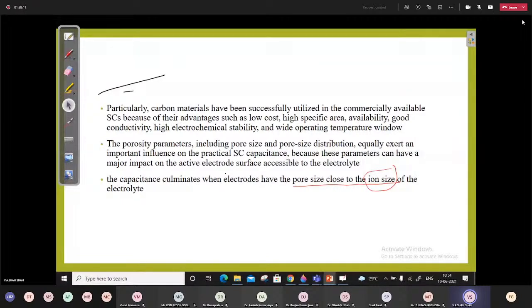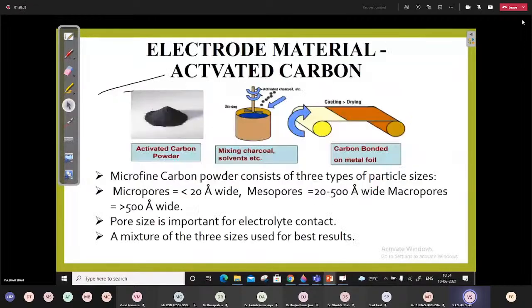If we look at the electrode, activated carbon, this is either activated carbon powder mixed with charcoal, solvent, etc., carbon bonded on metal foil. This way, different types of carbon materials are used in different ways to form an electrode. This is a microfine carbon powder consisting of 3 types of pores: microporous, mesoporous, and macroporous.